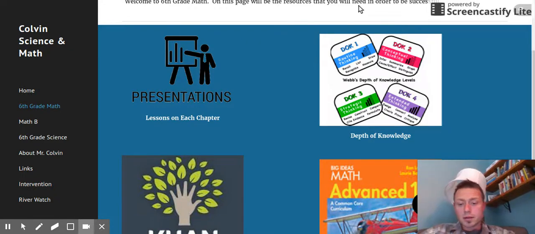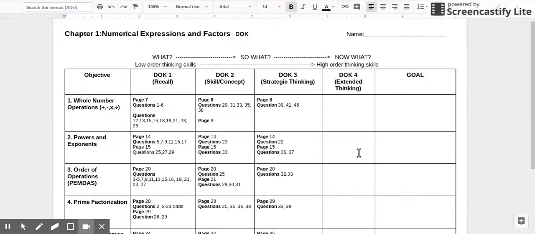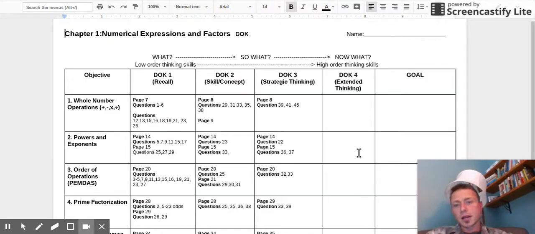This is what the sheet would look like, and here's our chapter one depth of knowledge sheet. There are the ones, twos, threes, and fours, and I expect all students to be able to complete ones and twos. That's what I'll test them over, and they're more than welcome to go above and beyond that, which is awesome. They should. I think that'll make them a better math student. But really accomplishing the ones and the twos is enough for the class.